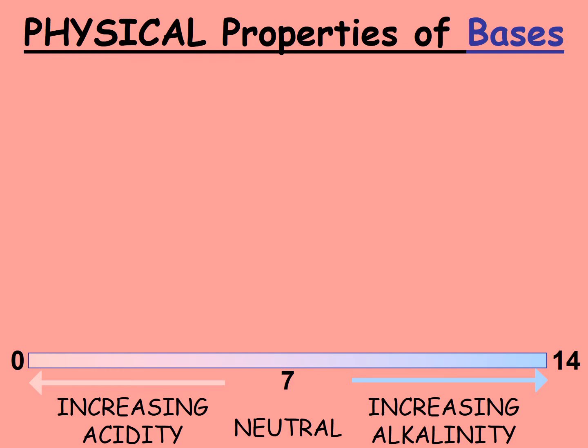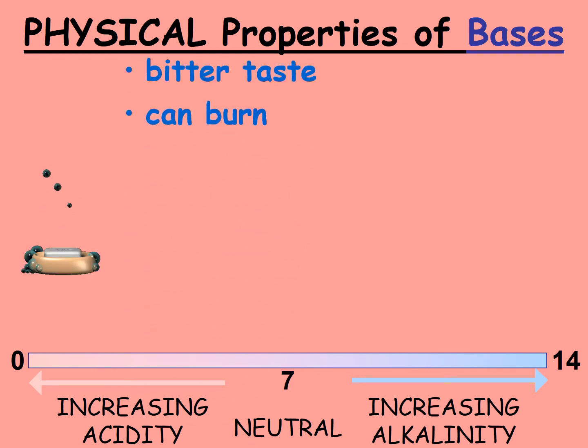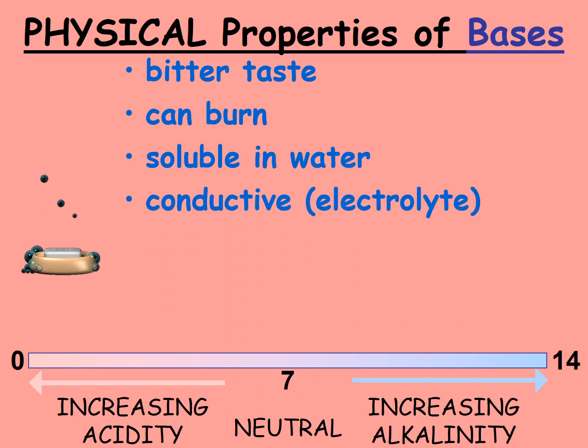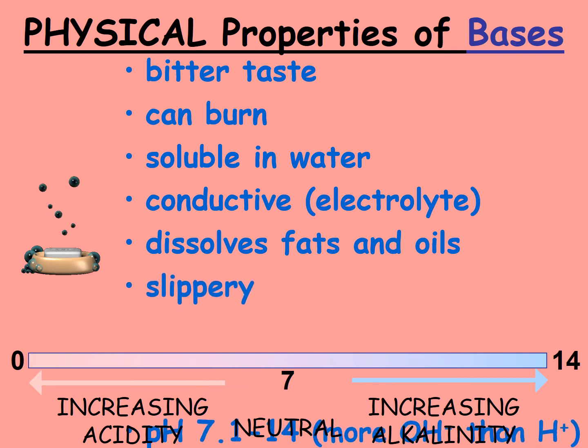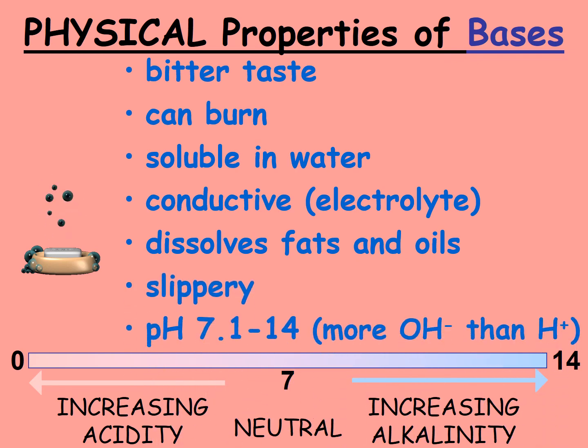Physical properties of bases. They are bitter. They can burn your skin. They are soluble in water. They are conductive. They do dissolve fats and oils. They are slippery, and they have a pH between 7.1 and 14. And if you'll notice, the reason that there's a picture of a soap bar on the left-hand side, and also notice that it says that they dissolve fats and oils.